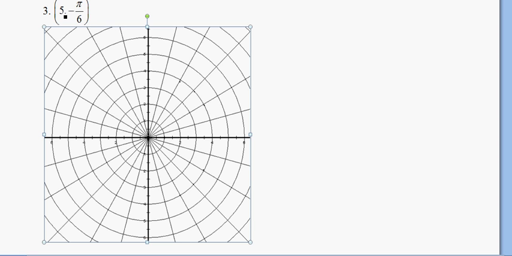All right, so bottom line is we need to go a radius of 5 in a negative pi over 6 direction. So negative pi over 6 would be this way. 5 would be over here, so here is my point right here at 5 comma negative pi over 6.